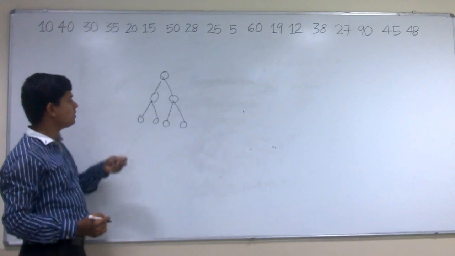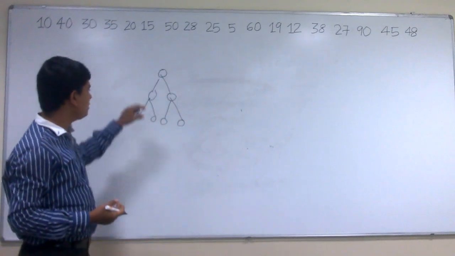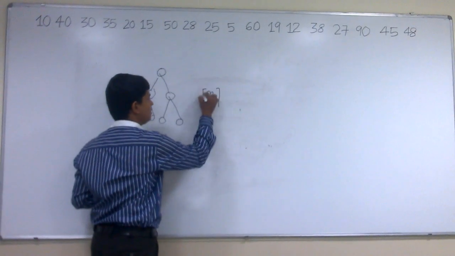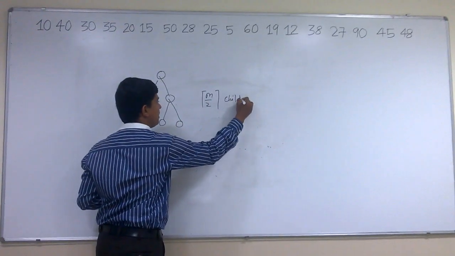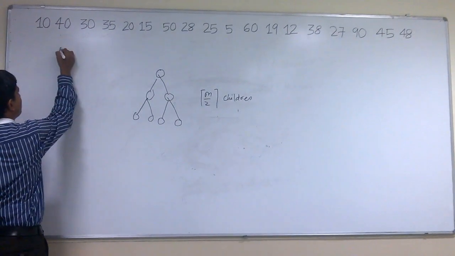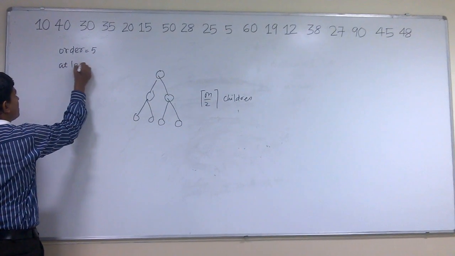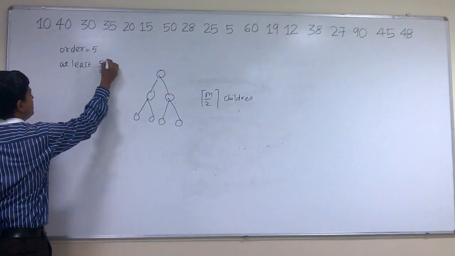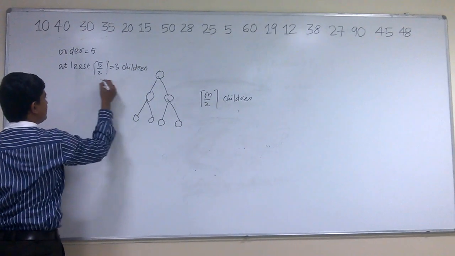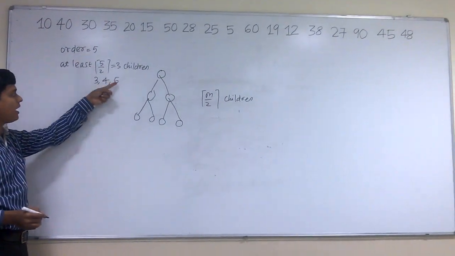In fact, root is also a non-leaf node, but the second property says that all the non-leaf nodes must have at least ceiling of m by 2 children. For example, for a B tree of order 5, it must have at least ceiling of 5 by 2, that is 3 children. So it may contain 3 children, or 4 children, or 5 children. That is the size of 5.